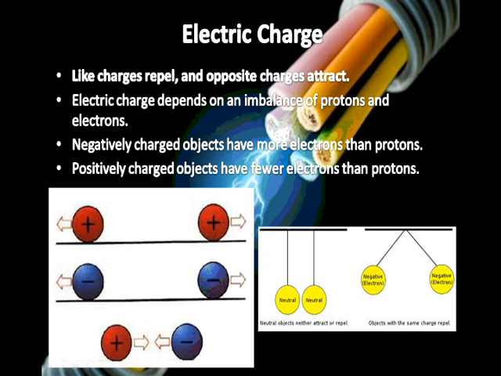Now, electric charge depends on an imbalance of protons and electrons. So if you have more electrons than you have protons, you're going to have something negatively charged. If you have more protons than electrons, you're going to have something positively charged. And the pictures below help demonstrate that like charges repel and opposite charges attract.